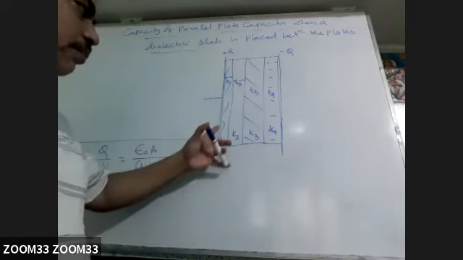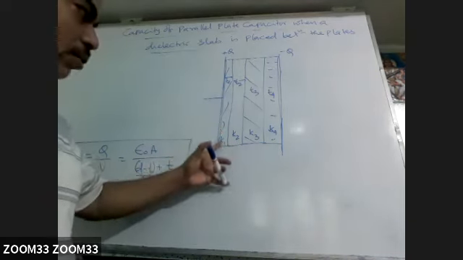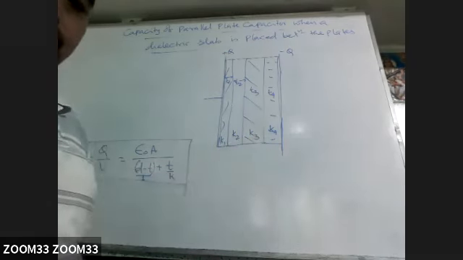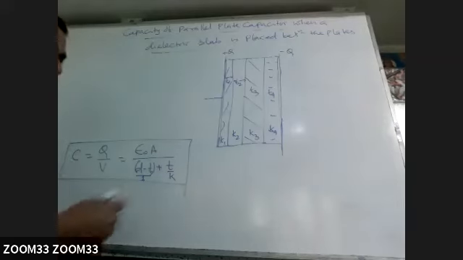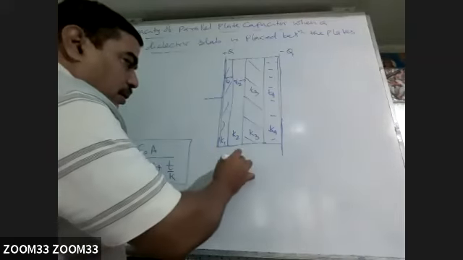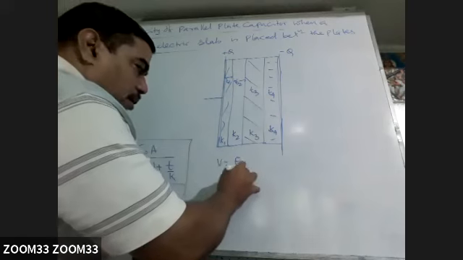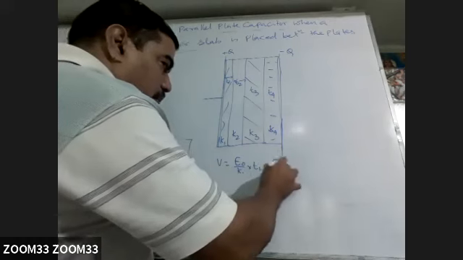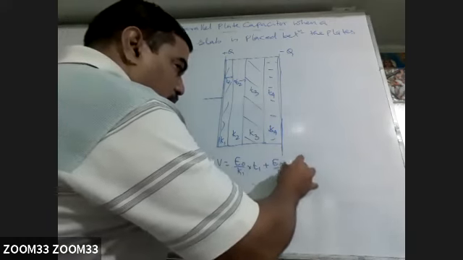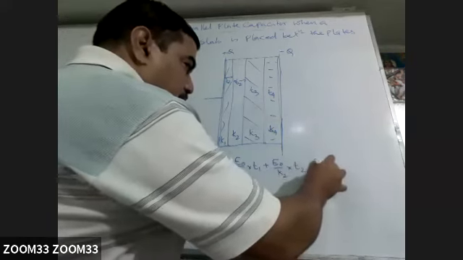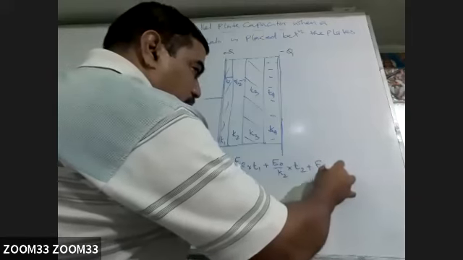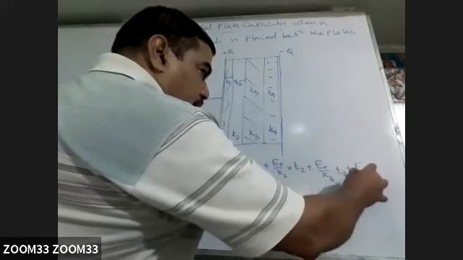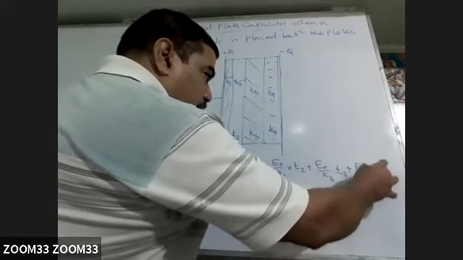The electric field here will be E naught over K1, E naught over K2, E naught over K3, E naught over K4. So the potential difference will be what? E naught over K1 into T1, plus E naught over K2 into T2, plus E naught over K3 into T3, plus E naught over K4 into T4.